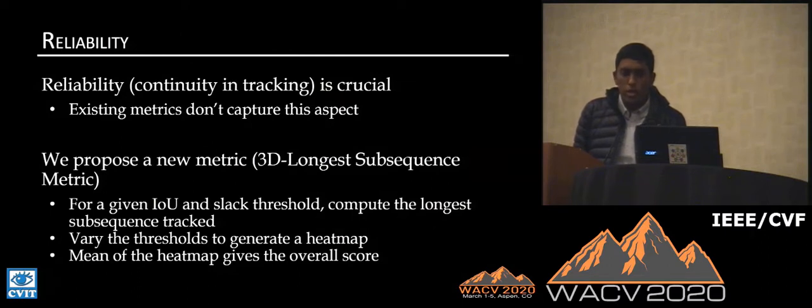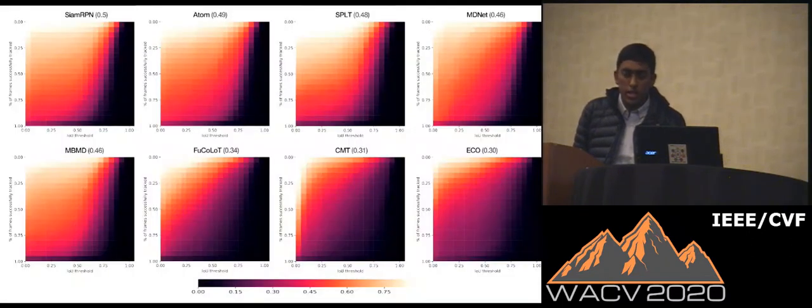Finally, moving on to reliability. Reliability or continuity in tracking is crucial, but existing measures such as success and precision do not account for this. We propose a new metric, the longest subsequence metric. So given the IoU threshold, we compute the longest subsequence that the tracker tracked. And then we plot our heat map, and the mean of the heat map gives us the score. This allows us to use the inference.